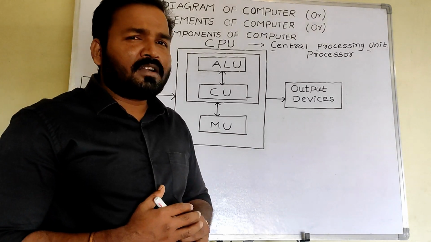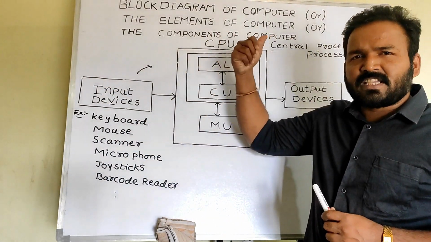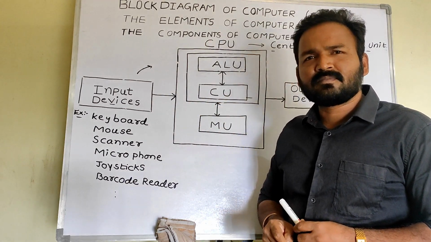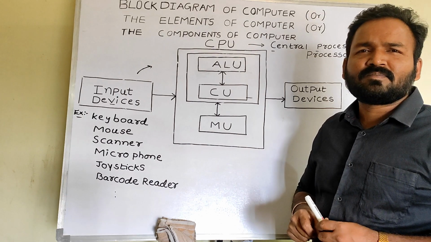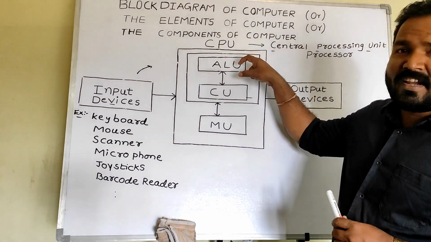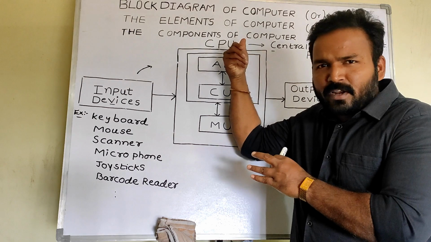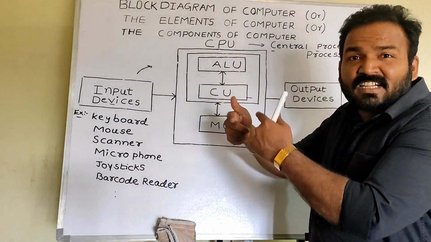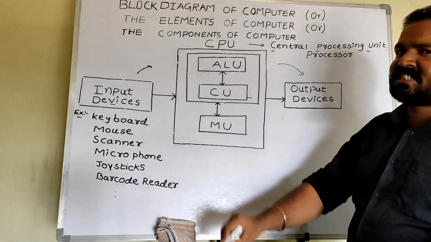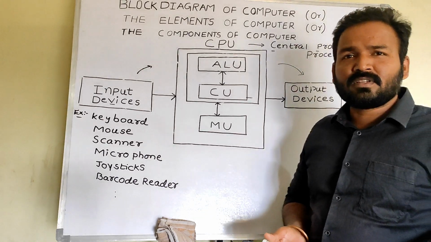Okay, so what does CPU do? CPU collects information from input devices, processes the data, and after processing, it sends that information to output devices. Okay, so this is the job of CPU.